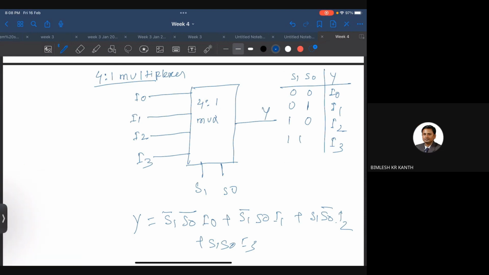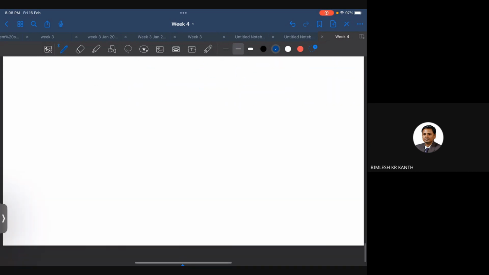Yes, sir. There are four inputs I0 to I3 and log 4 base 2 is 2, so two selectors are there, and Y is the output. Yes, correct. And then we are doing sum of products. Okay.